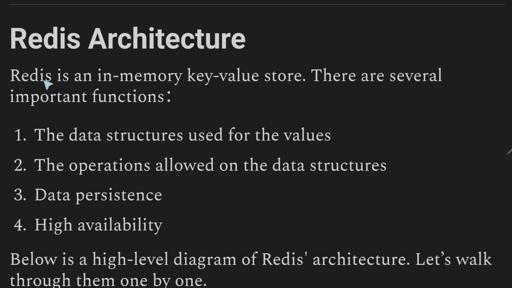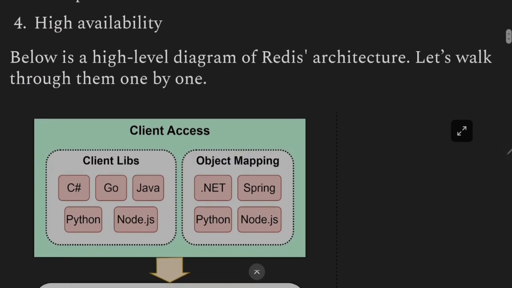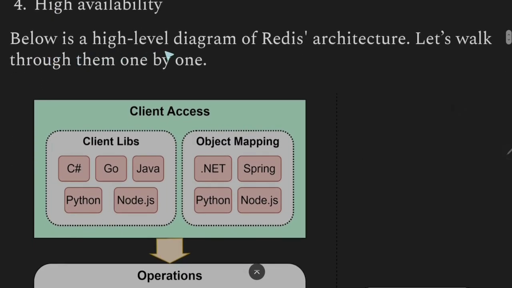So Redis architecture. Redis is an in-memory key value store. There are several important functions: the data structures used for the values, the operations allowed on the data structures, data persistence and high availability. Below is a high-level diagram of Redis architecture. Let's walk through them one by one.